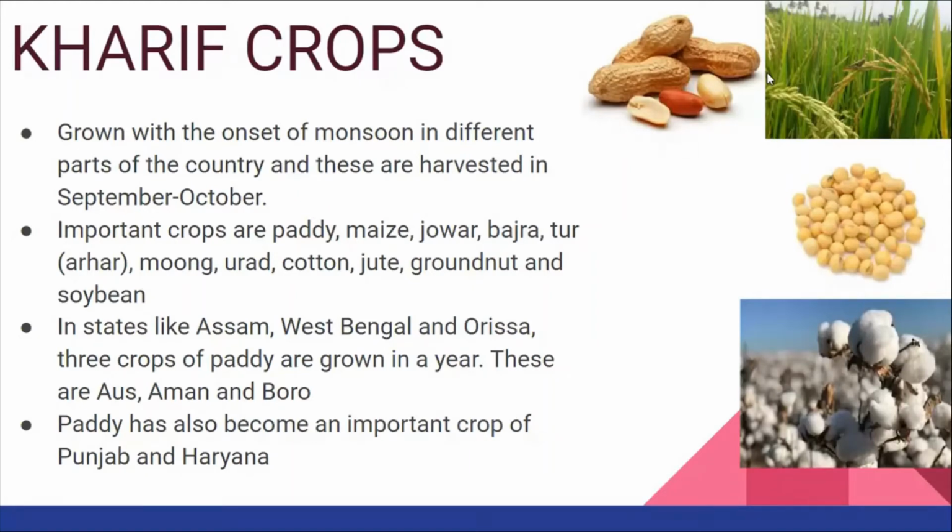So, under kharif crops, paddy comes. And there are three types of paddy crops: Aus, Aman and Boro. These three types of crops are grown in Assam, West Bengal, and Orissa. Paddy has also become an important crop of Punjab and Haryana.